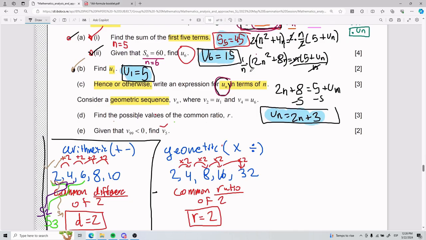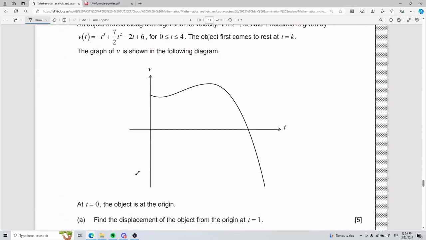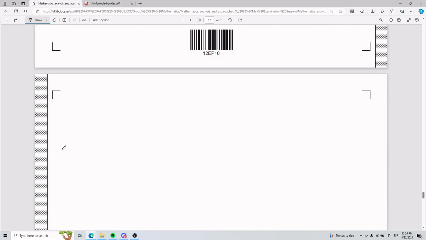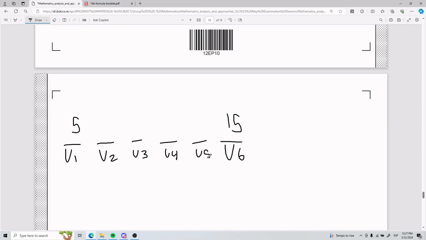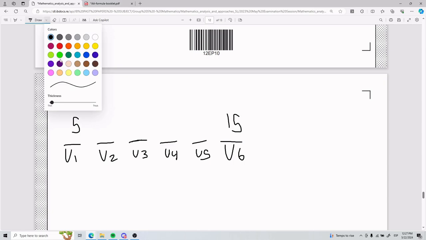All right, so that being said, I'm just kind of running out of space here, but you know that u1 is 5, and you know that u6 is 15. And so to reach from u1 to u6, how many times do you apply d? Well, I think it's good to make this super visual, right? And so if I add a lot of visuals to this, you can put the terms u2, u3, u4, and u5. Technically, you don't know what u2, u3, u4, and u5 are, but you do know that to go from u1 to u6, how many times did you apply d?